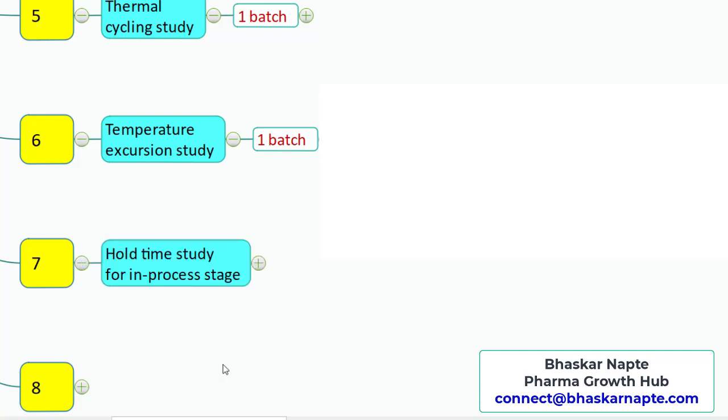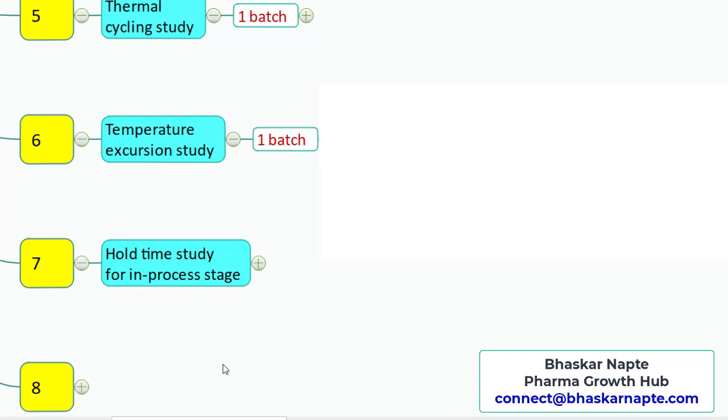The point number seven is about the hold time study for in-process stages. For example, you are manufacturing a drug product and there are multiple stages. The first one is, let us say, blending. The second one is tablet compression. The third one can be coating on the tablet, and all these are in-process stages. For all these in-process stages, you may have to wait for some time because of the cleaning time, machine unavailability, etc. So, if your coating solution is manufactured inside the manufacturing area and you store it at particular conditions, how long is this coating solution suitable for use?